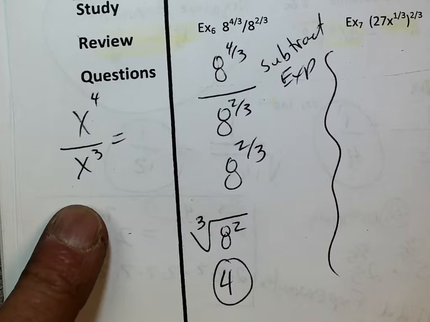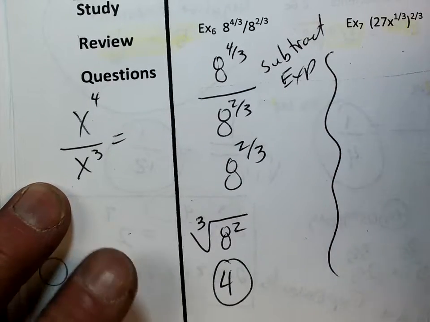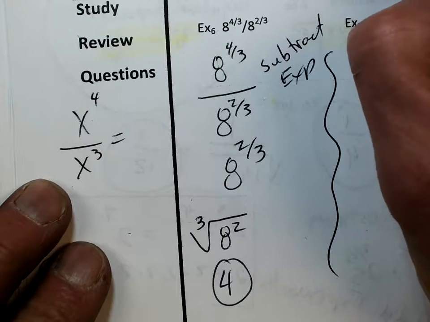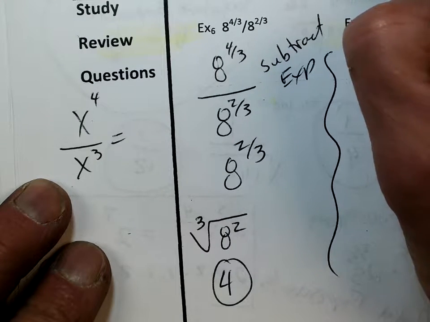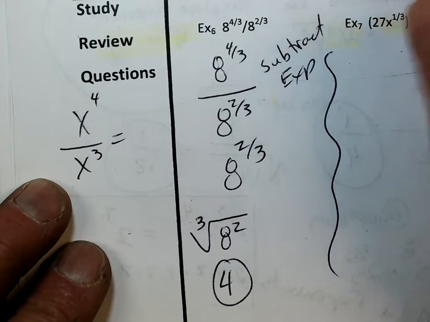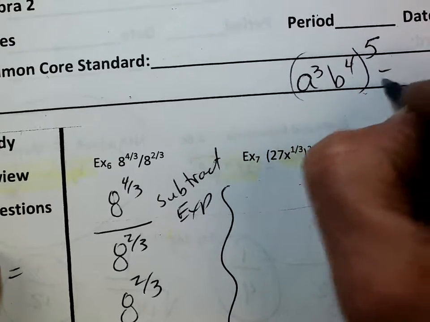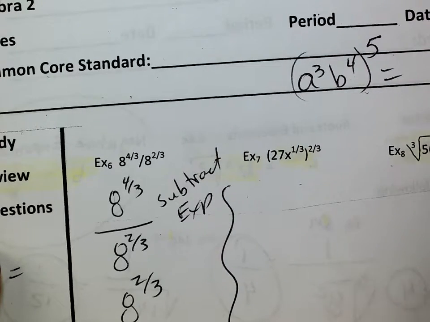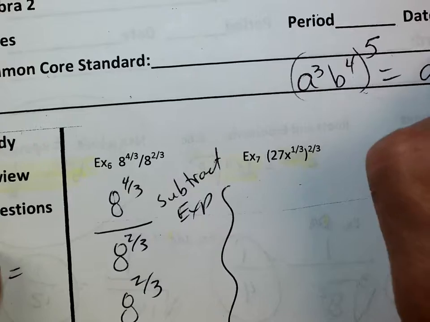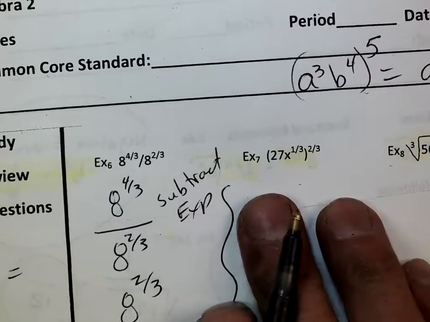Okay, example 7. Let me go ahead and give a little work on the side. If you had, say, A to the 3rd, B to the 4th, and take the whole thing, say, to the 5th, you would multiply exponents, right? Wouldn't you multiply exponents? You get an A to the 15th, B to the 20th, right? We're going to do the same thing on this one. We're going to multiply exponents.